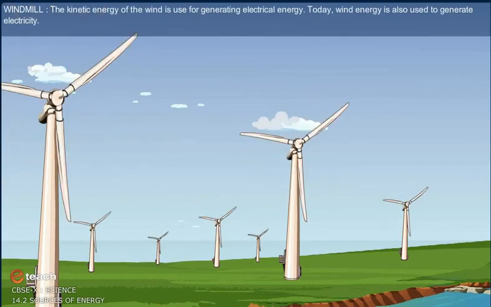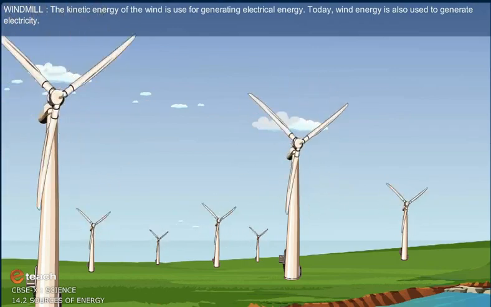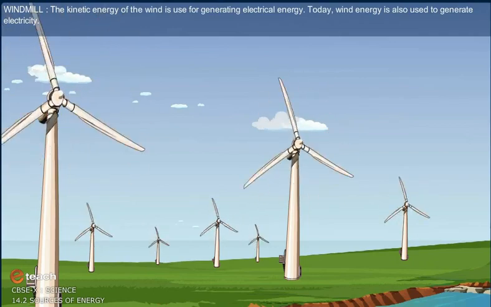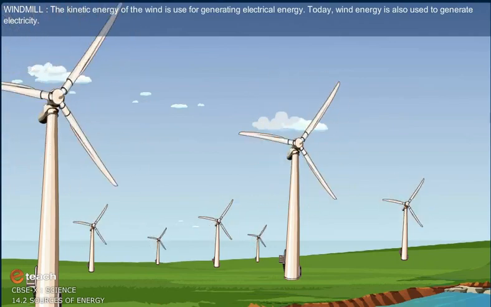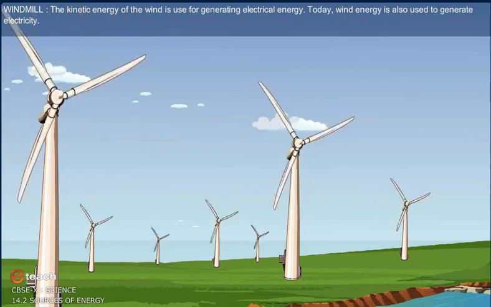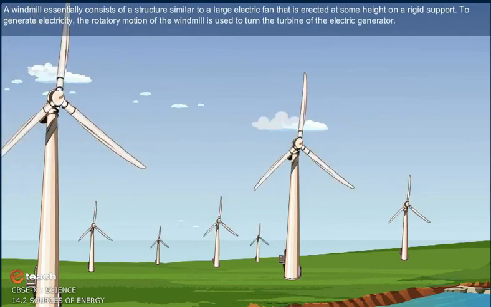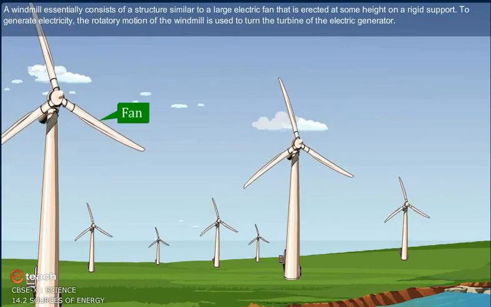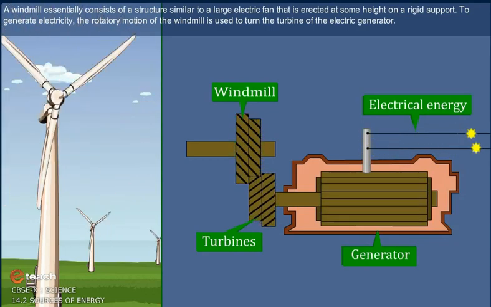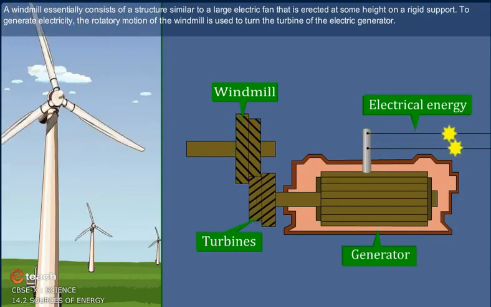Windmill. The kinetic energy of the wind is used for generating electrical energy. Today, wind energy is also used to generate electricity. A windmill essentially consists of a structure similar to a large electric fan that is erected at some height on a rigid support. To generate electricity, the rotatory motion of the windmill is used to turn the turbine of the electric generator.